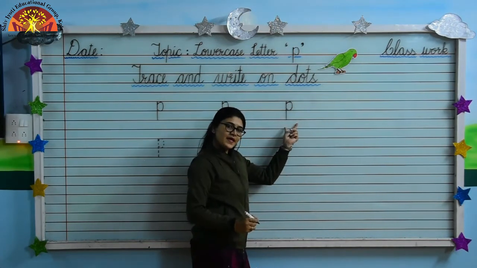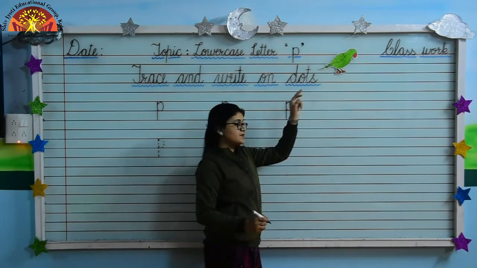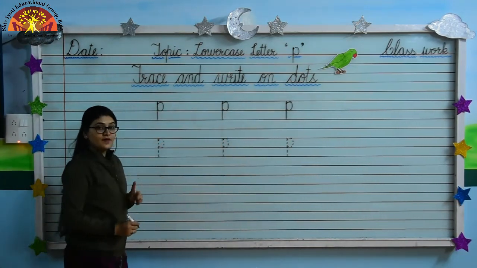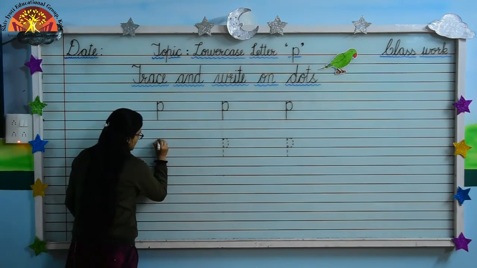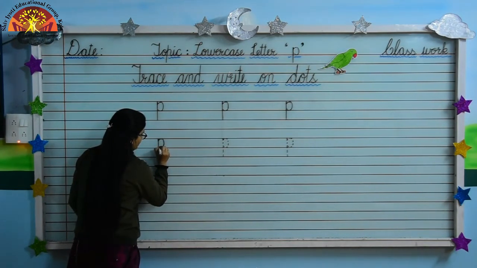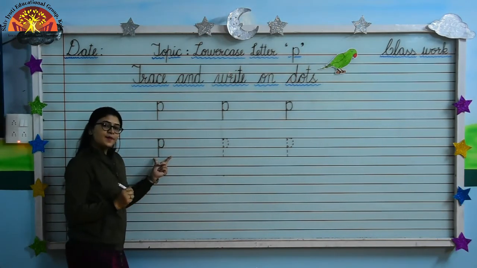Lowercase letter P. P for parrot. Kids, writing should be very beautiful. Again, standing line and small curve below the starting point like this. Lowercase letter P.